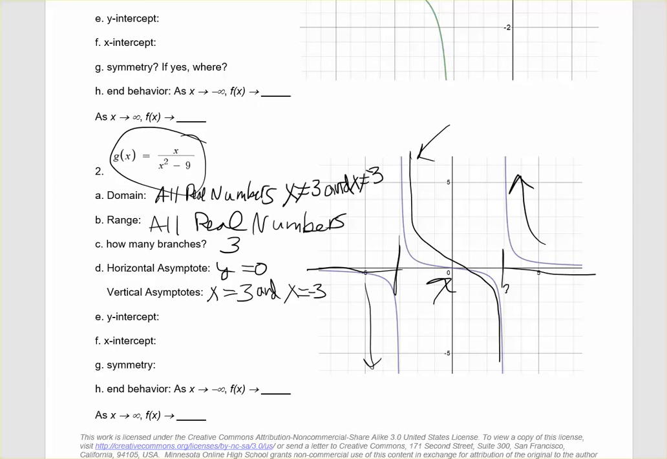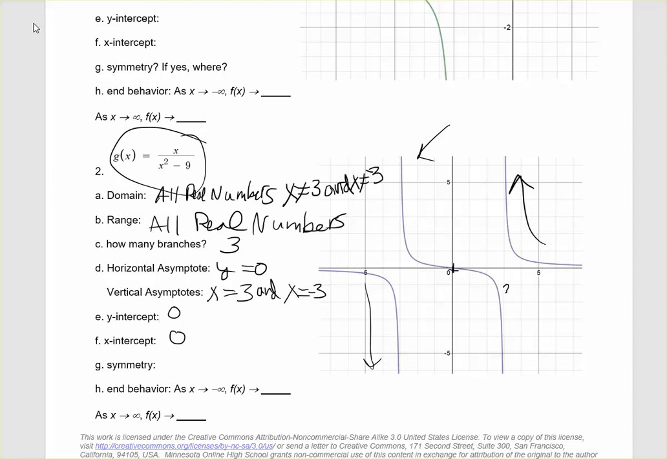Y-intercept, let me erase my mark so I can see what was originally there. Looks like the y-intercept is at 0. X-intercept, there's none here, there's none over here, but there's also an x-intercept and a y-intercept at the same point, so there's 1 there. Symmetry.